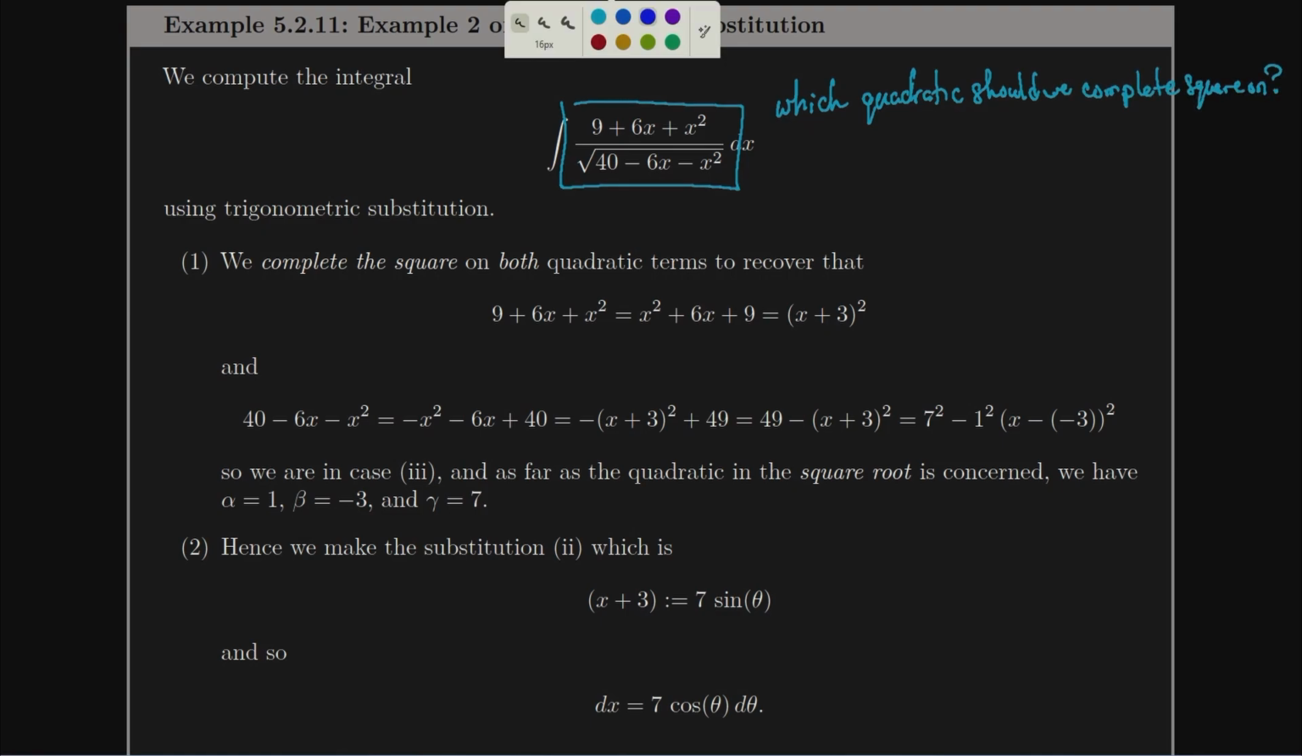Well, the answer really comes down to the bottom, right? Because that's the term that has the square root around it. But it ends up being both is always the best case in trig sub problems. You don't really want to not complete a square in trig sub problems. So every quadratic is best. So in our case, we'll complete the square on the top.